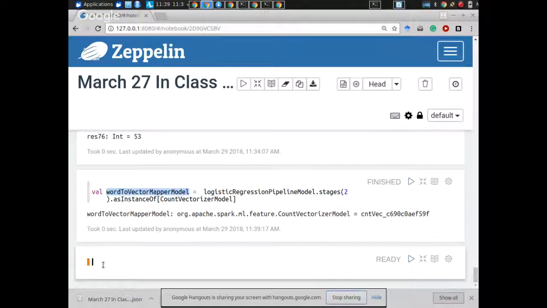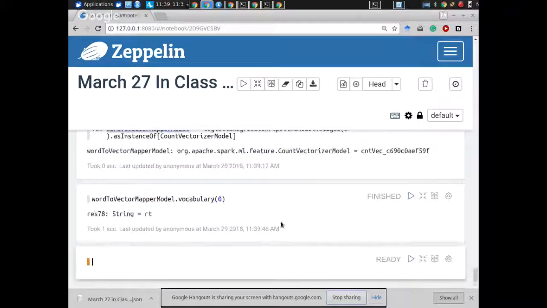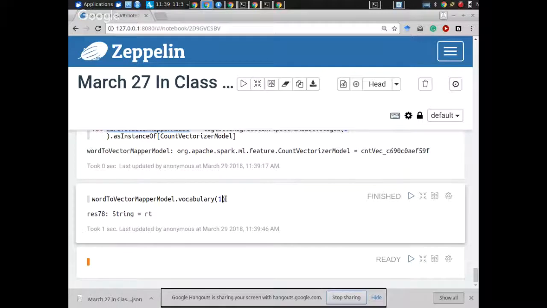So if we do, for example, this, and we ask for its vocabulary, we could look at which of them was used for the very first one here. RT. Anyone know what that means? Retweet. Here's number 1, sick. Number 2 word, voted. Number 3, millions. Okay. So these are the various words in its vocabulary.